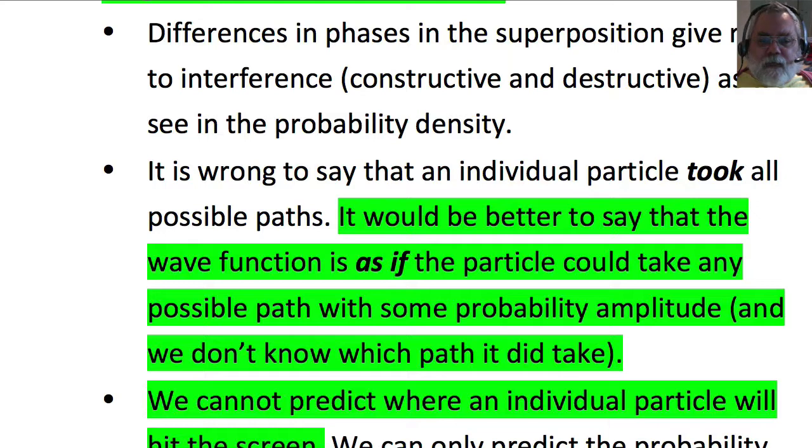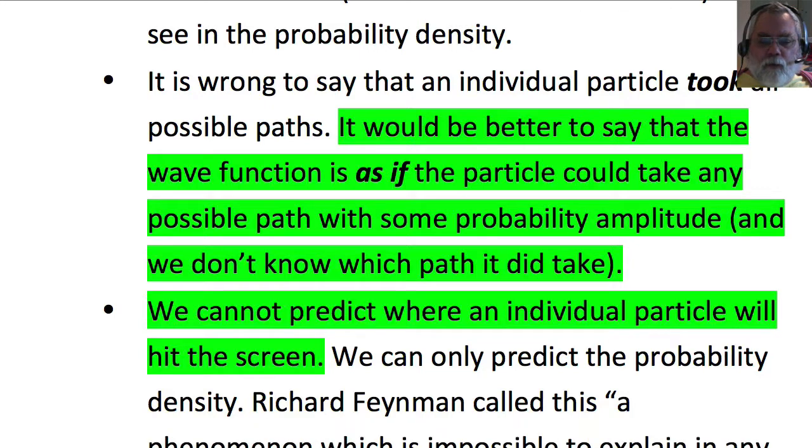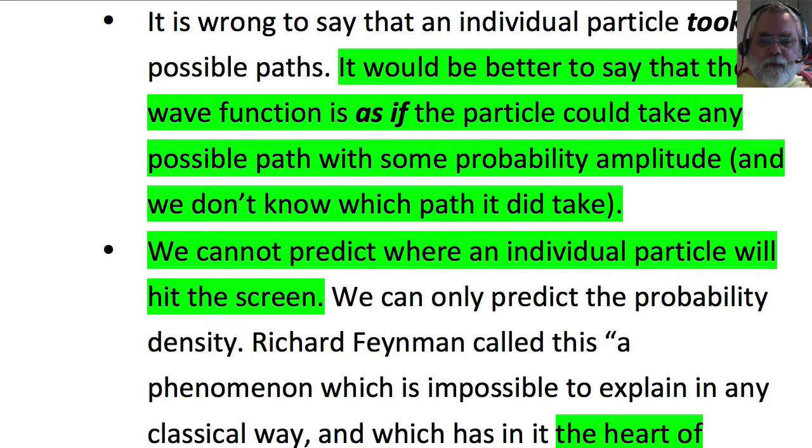It's wrong to say that an individual particle took all possible paths. It would be better to say that the wave function is as if the particle could take any possible path with some probability amplitude, and we don't know which path it did take. We cannot predict where an individual particle will hit the screen. We can only predict the probability density.